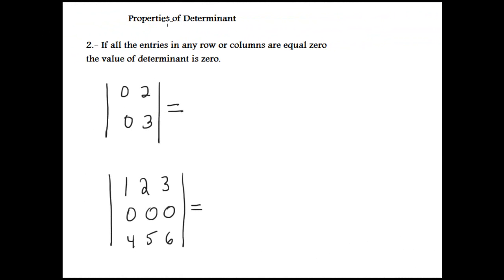Okay, the second property is very straightforward. If all the entries in any row or column are equal to 0, the value of the determinant is 0. Let's see one common fact. In the first example, 0 times 3 is 0, plus 0 times 2 is 0, so the answer is 0. Another way to understand this: suppose in this determinant you select row 2 to expand the determinant. 0 times cofactor plus 0 times cofactor plus 0 times cofactor, the answer is 0.